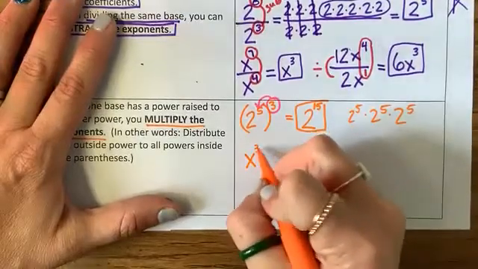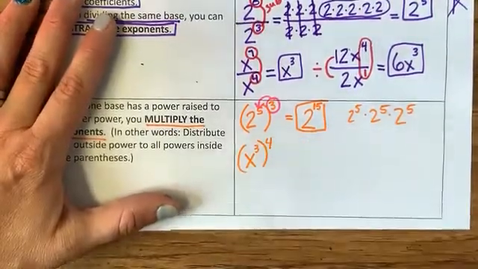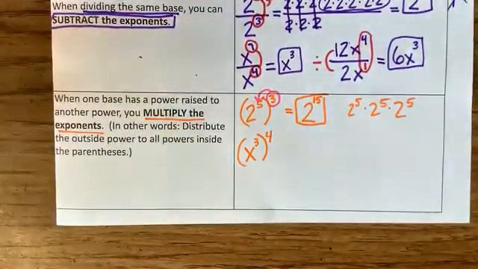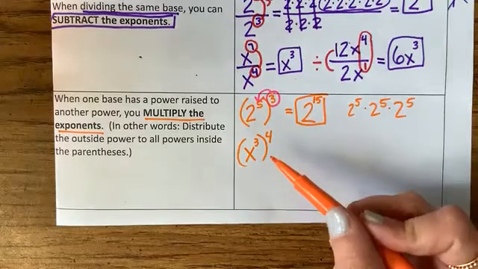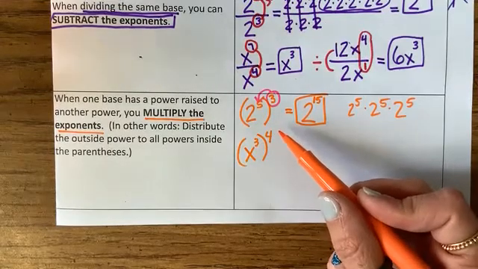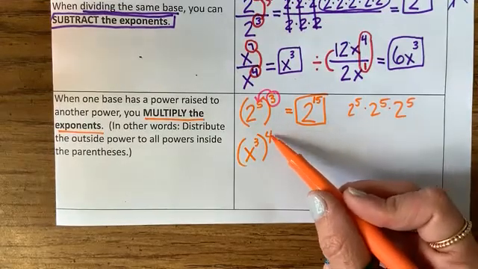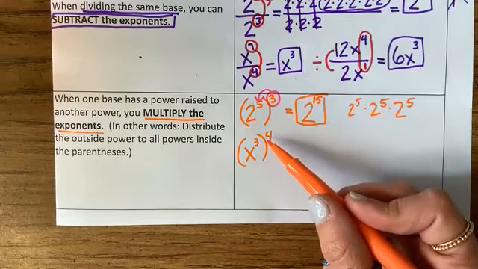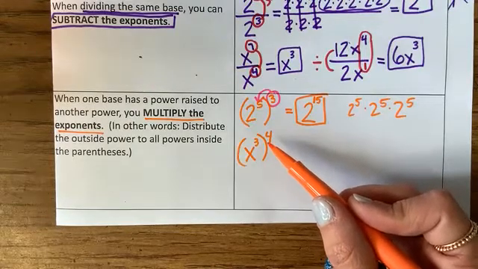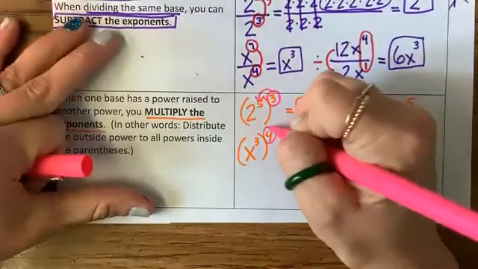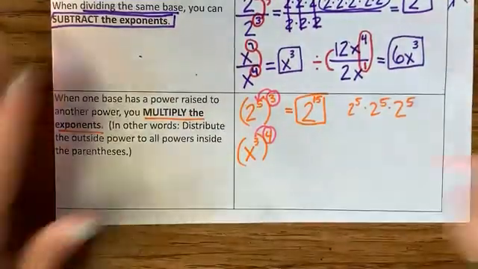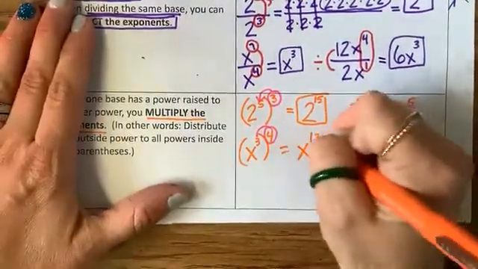X to the 3rd raised to the 4th. You'll notice there's not 2 x's. There's not 2 bases. It's x to the 3rd raised to the 4th. So I have to recognize this is a power raised to another power because that 4 is attached to a parentheses and not to a specific base. So I just multiply the 4 into the 3, and you just multiply them. So it becomes x to the 12th.